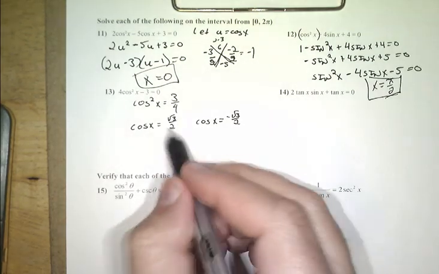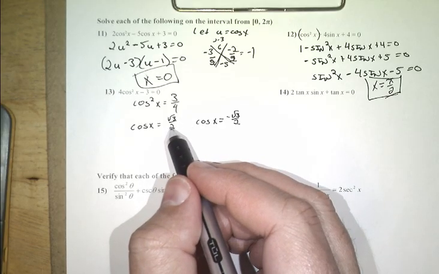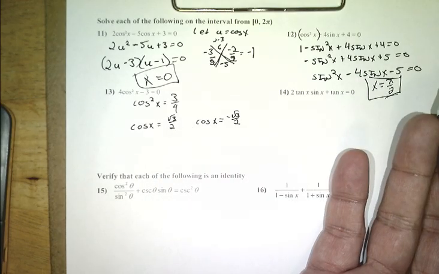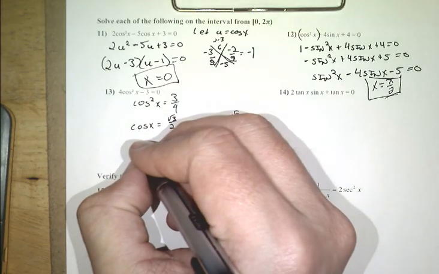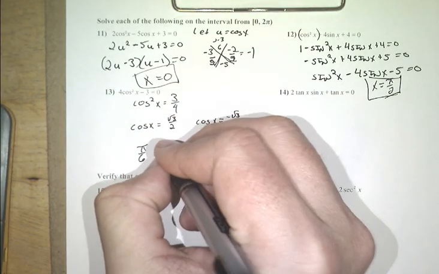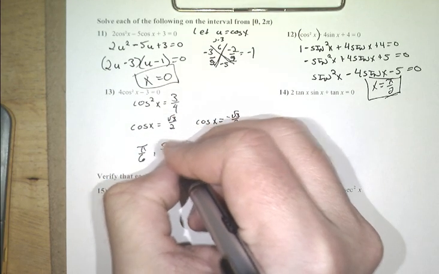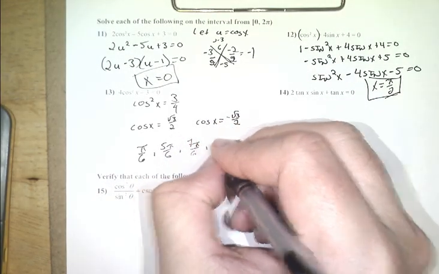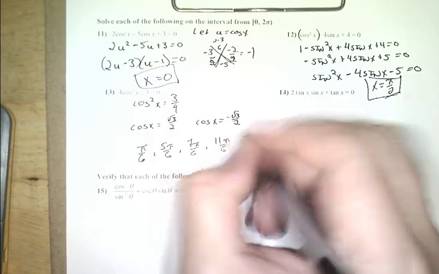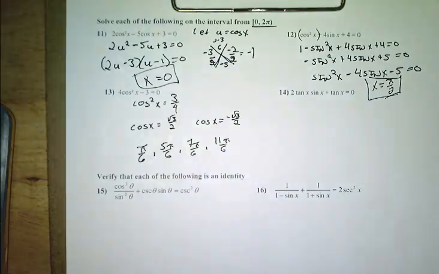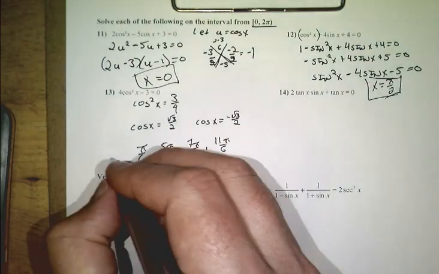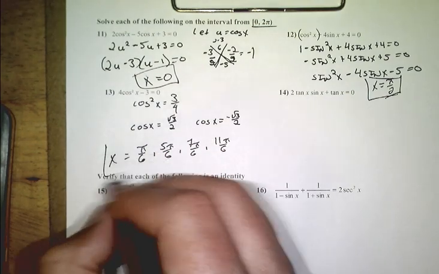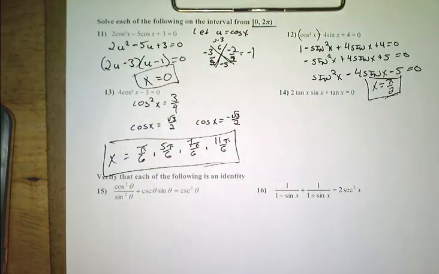We take inverse cosine of both sides, so it's everywhere that cosine is root 3 over 2. So this is all of the over 6's. So this is pi over 6, 5 pi over 6, 7 pi over 6, and 11 pi over 6, because we only want the solutions on the first rotation of the unit circle. So there are our 4 solutions.